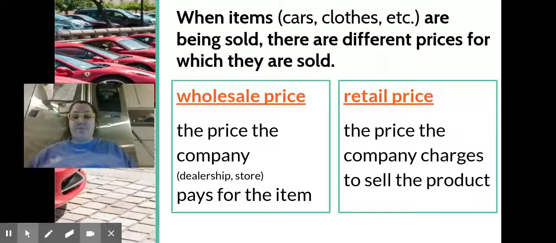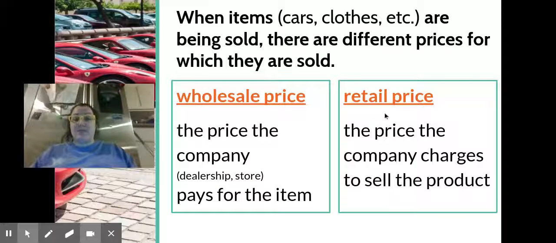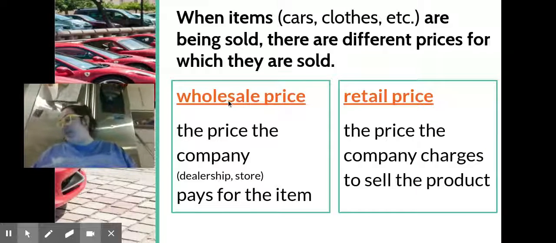For example, a dealership could buy a car from the car company for, let's say, $5,000. But on the sticker, the price on the window, it says $10,000. They're doing that, like I said, to make money. The retail price would be $10,000. The wholesale price would be $5,000.